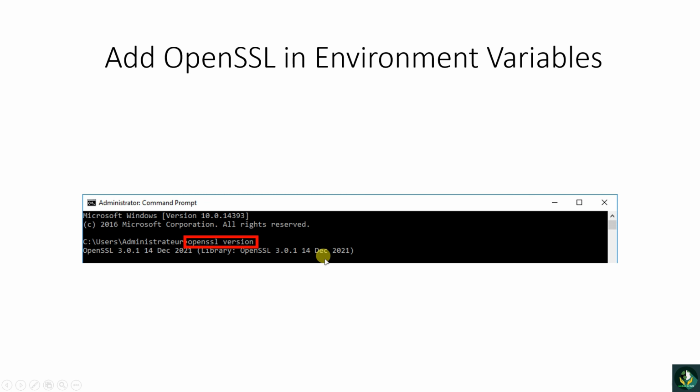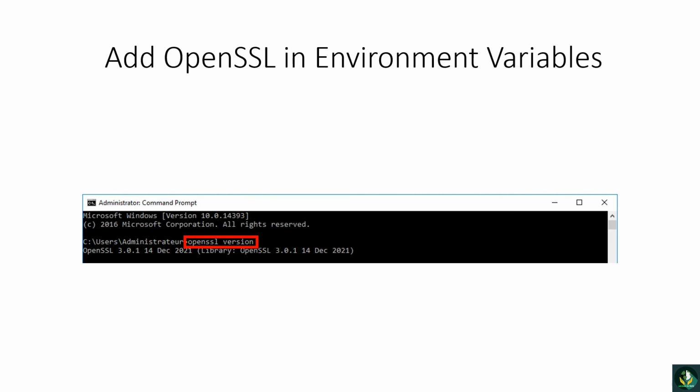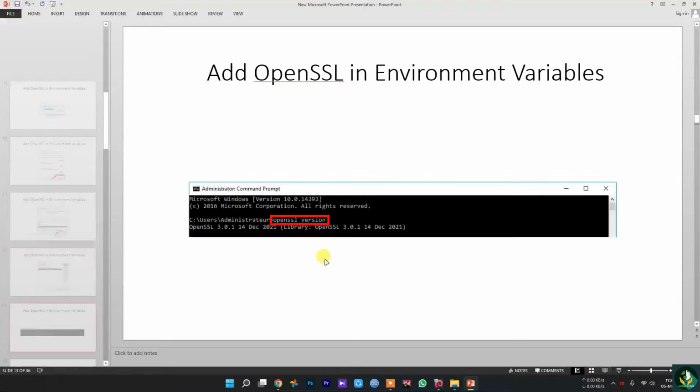After adding our environment variable, what we need to do is install OpenVPN. So just visit the OpenVPN official website and then just download. Let me show you the process.